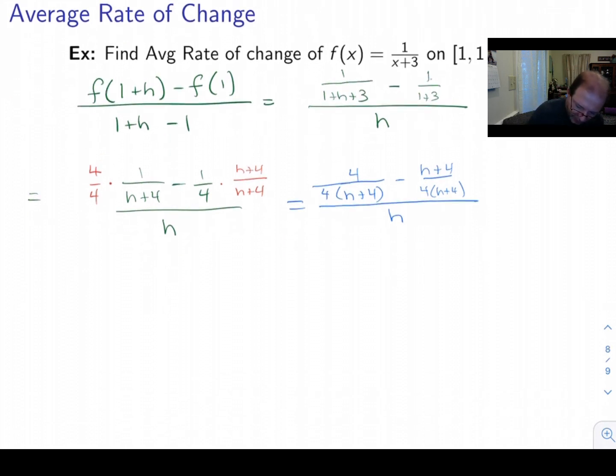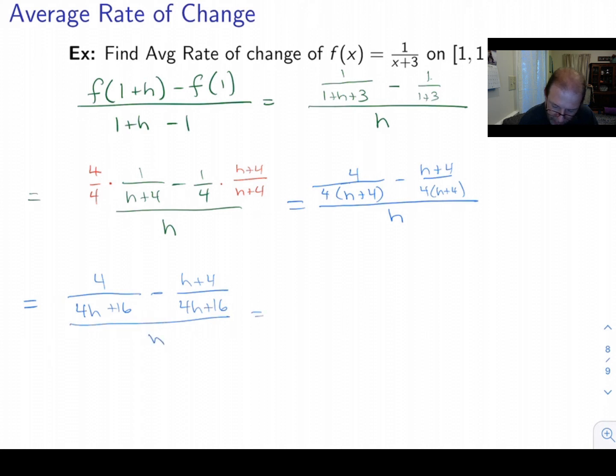All right, so we've got some algebra to do. Let's multiply this stuff out. The top becomes 4 over 4h plus 16 minus h plus 4 over 4h plus 16. And now, these two fractions up here, they've got the same denominator. So what I can do is do 4 minus h plus 4. And I got to be careful here. This is subtracting the whole thing. So it's not just 4 minus h plus 4. There are parentheses there. Let me rewrite that a little nicer. 4 minus (h plus 4) over 4h plus 16. And all of that stuff is divided by h.